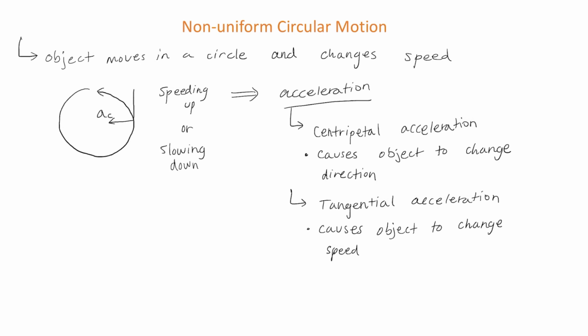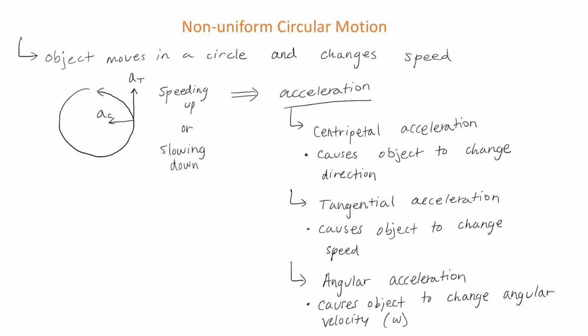This acceleration vector is perpendicular to the centripetal acceleration. Finally, we have the angular acceleration. This is the acceleration that causes the object to change its angular velocity. And remember, angular velocity has a symbol omega, and we can find the angular acceleration from the change in the angular velocity divided by the change in time. This is in contrast to the tangential acceleration, which we can find from the change in the object's linear velocity divided by the change in time.